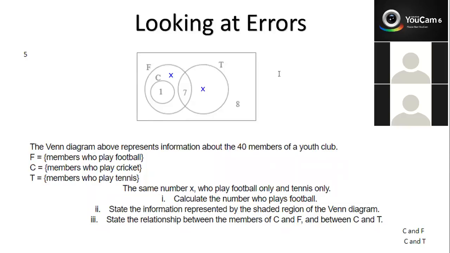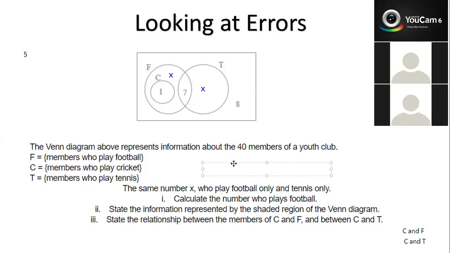1 plus 7 plus the 2x plus what? The 8, sir. The 1 plus 7 plus 30. All right, good. So, hold on now. Children, I'll be listening. You have to add up everything. Remember the 40 represents the total members of the youth club.